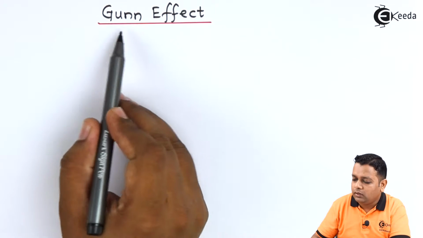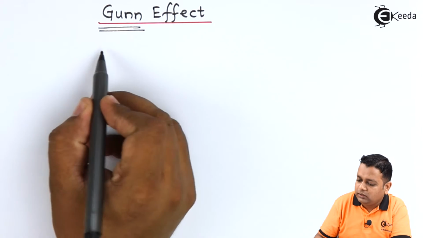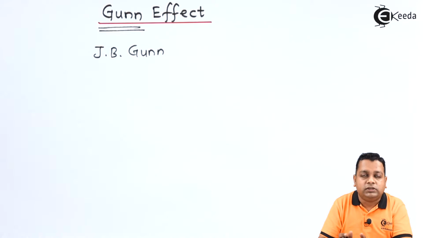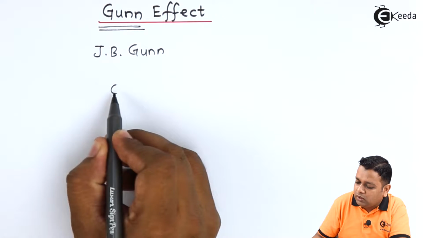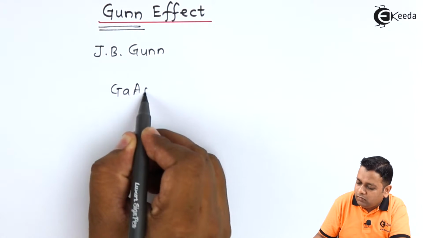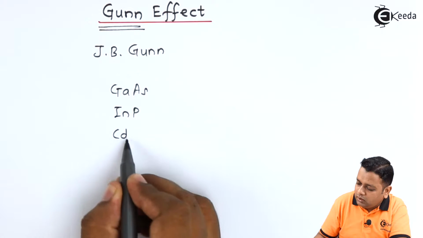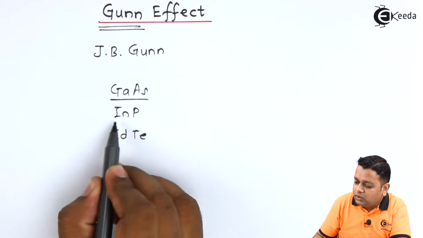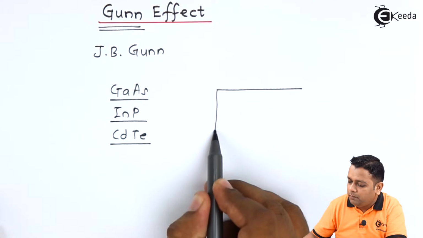So here we start with our topic, that is Gunn effect. Gunn is with respect to the scientist named J.B. Gunn. J.B. Gunn has worked with the compound semiconductor materials that we have listed in the previous video. These compound materials were gallium arsenide, then indium phosphide, or in place of these two, cadmium telluride. With respect to these semiconductor compound materials, they form only a bulk here.